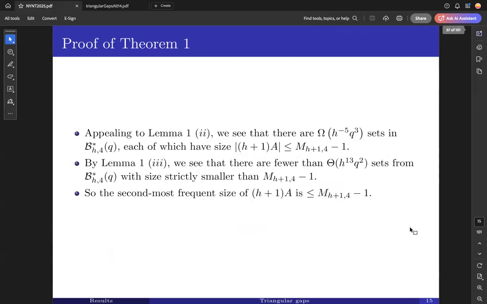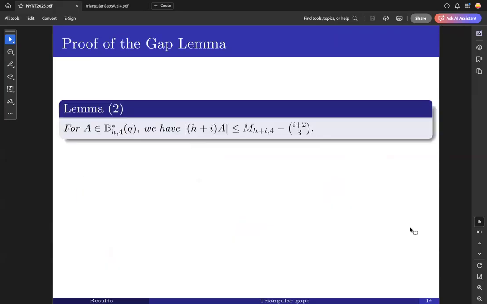So now let's move on to the proof of the gap lemma. And so now we want to look at even smaller scores. How do we get a hold of that? And this, to me, is sort of the key of what's happening.